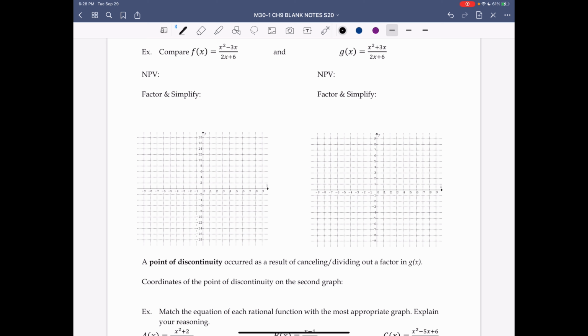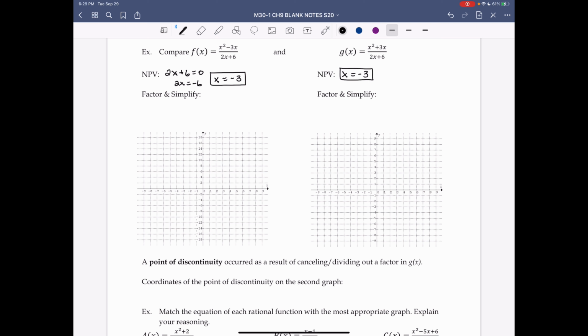Compare f of x equals x squared minus 3x divided by 2x plus 6 and g of x equals x squared plus 3x divided by 2x plus 6. So our NPVs, first of all, if we take 2x plus 6 equal to 0 and solve for x, subtract 6, we get 2x equals negative 6, divide by 2, we get x equals negative 3. So that's our NPV for this one. And over here, same thing, 2x plus 6 on the bottom. So x equals negative 3 is our NPV.